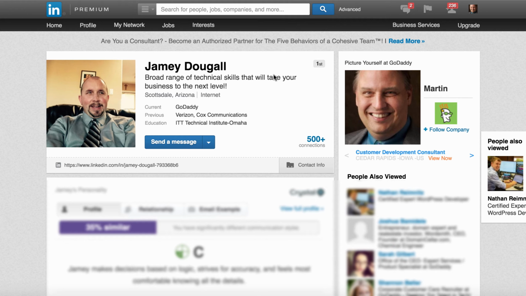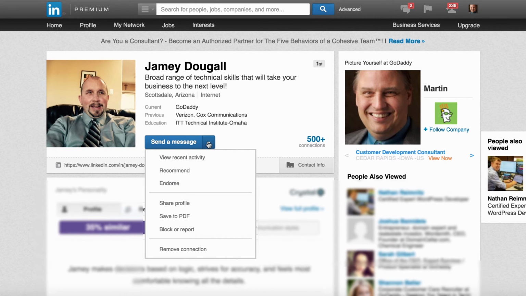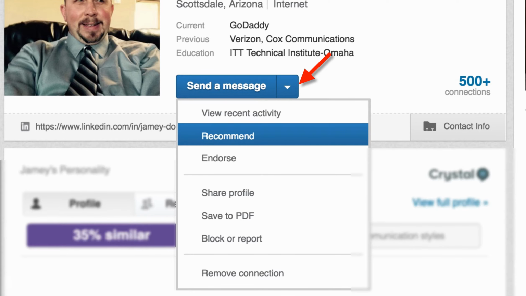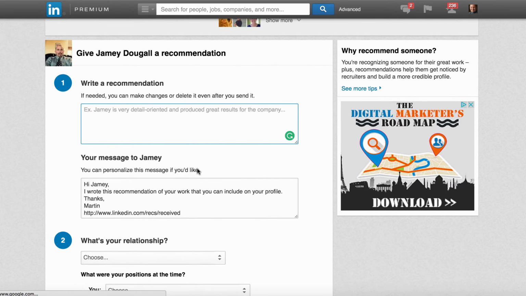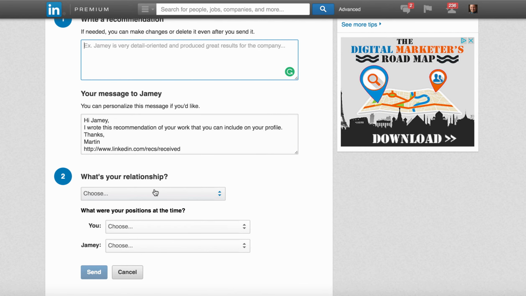What we're going to do today is demonstrate how to give a recommendation on LinkedIn. Click the down arrow just next to message, then click recommend. That's the next step. From there, it'll bring up this window. And on this window, what you want to do is write out your recommendation.